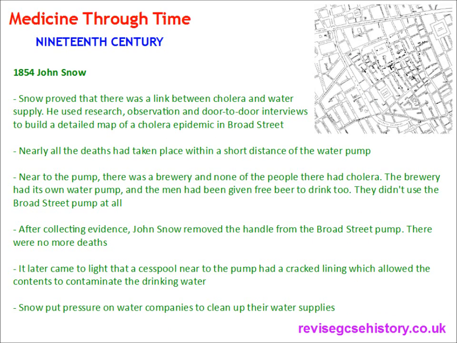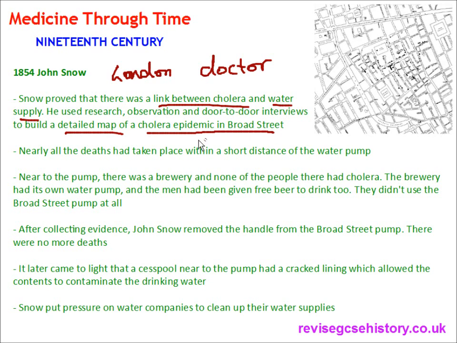So in 1854, we've got another individual, and that is Dr. John Snow. He was a London doctor. So Snow proved that there was a link between cholera and water supply. He used research, observation and door-to-door interviews to build up a detailed map of a cholera epidemic in the Broad Street area of London. Broad Street is in Soho, London. And this map up here to the right shows the map that John Snow built up. These little dots show where a cholera case is, and the water pumps in the Broad Street area are also located on the map.